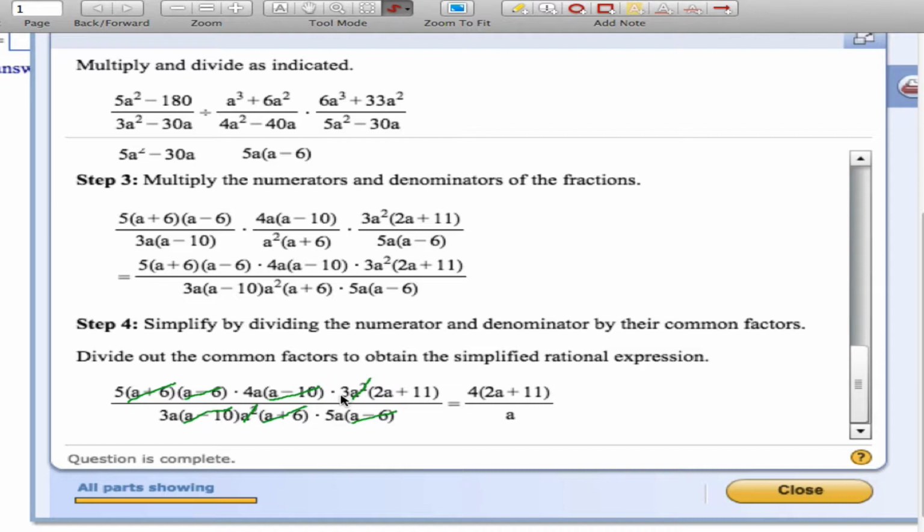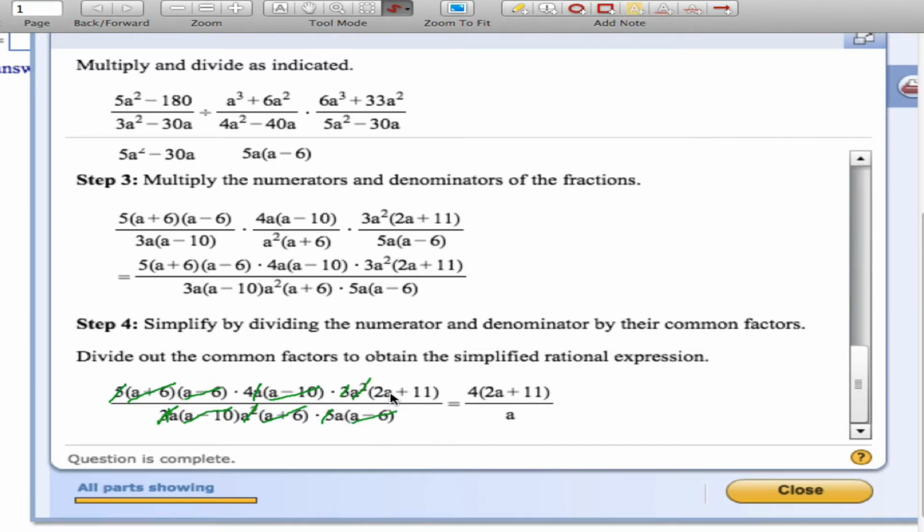I have a 3 right here, which I can cancel out with this 3 right here. I've got an a up here, which I can cancel out with an a down here. We're getting close to the end. There's a 5 out here, and there's also a 5 down here. I think that's everything.